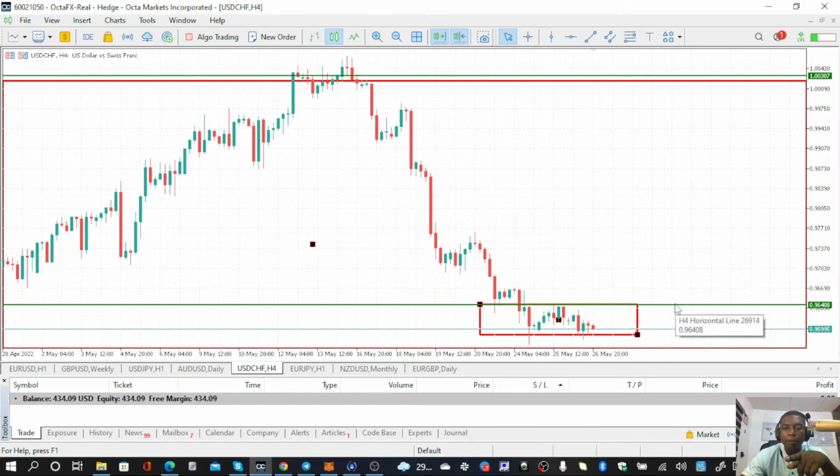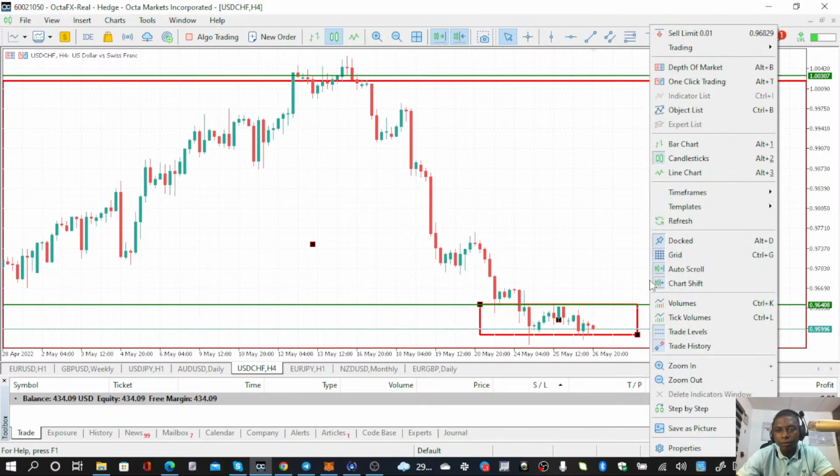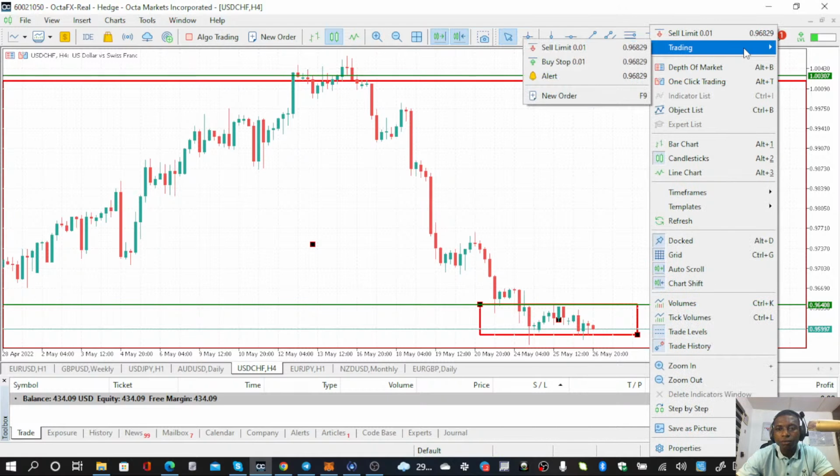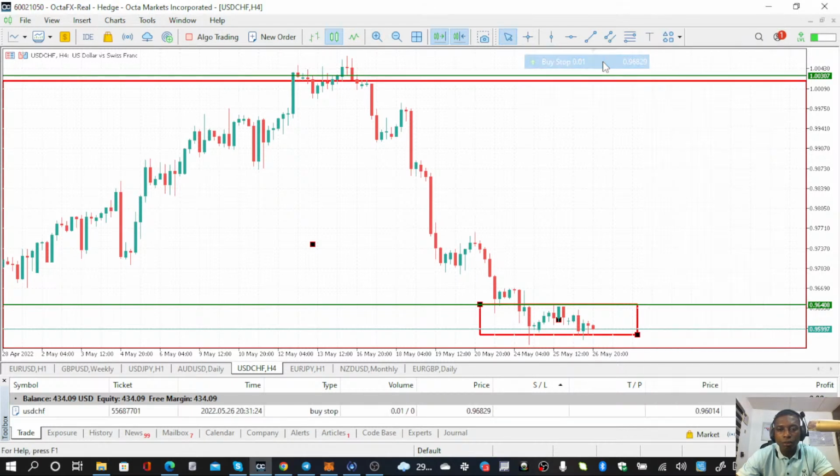We would set our buy order at 0.96408. Let's do that. Our buy stop. We start our buy stop here.